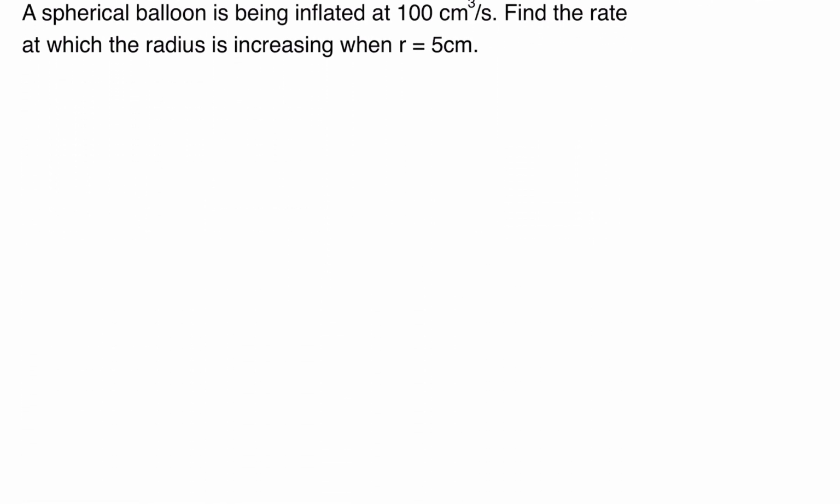So a spherical balloon is being inflated at 100 centimeters cubed per second. Find the rate at which the radius is increasing when the radius is equal to 5 centimeters. So once again, our first step here is to find our equation, which is going to be the volume equation. So volume is going to be equal to 4 over 3 pi r cubed. And then from here, we're going to differentiate, again, with respect to t. So dV over dt is going to be equal to 4 pi r squared dr over dt.